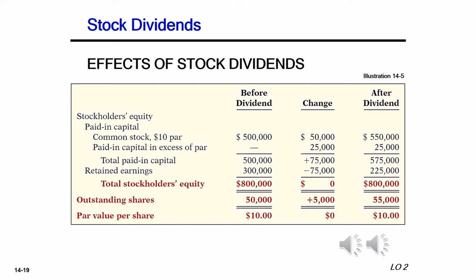575,000. And the retained earnings is going to decrease to 225,000. The total stockholders' equity is going to stay the same. The outstanding shares is now 55,000 shares, and the par value per share is going to stay the same, which is $10 per share.